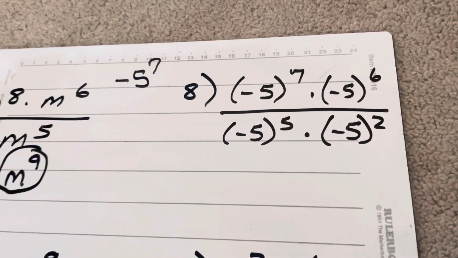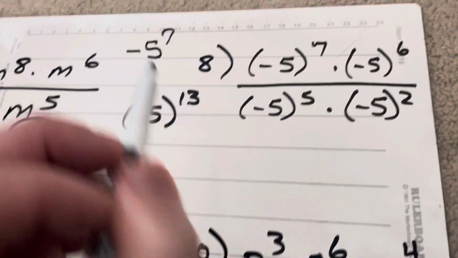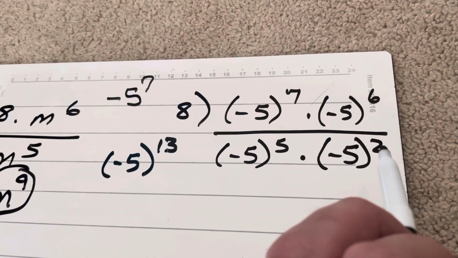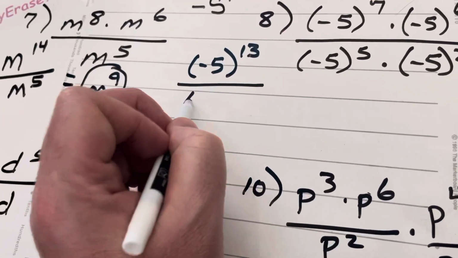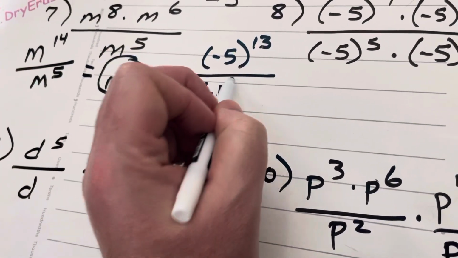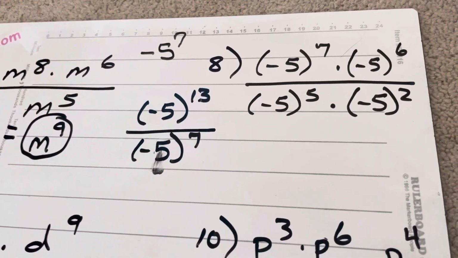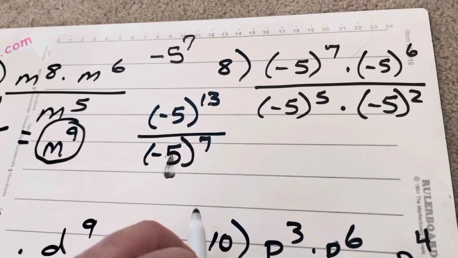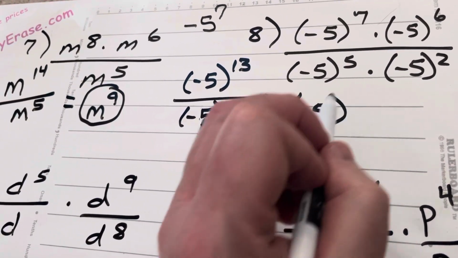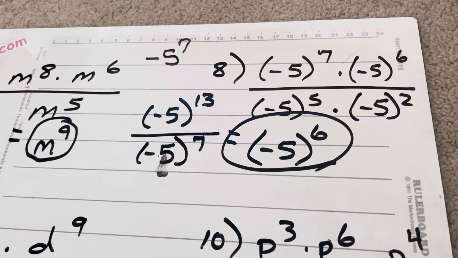So these are multiplication problems first. Well, 7 plus 6 is 13. So I'm going to start with negative 5 in parentheses to the power of 13. Well, then I come to the denominator part. 5 plus 2 is 7. So this is going to be over negative 5 to the power of 7. Now it's just a division problem, so I'm just subtracting 13 minus 7. Well, that's 6. So the whole thing is going to be negative 5 in parentheses to the power of 6. Final answer. Not hard. Grade 8.